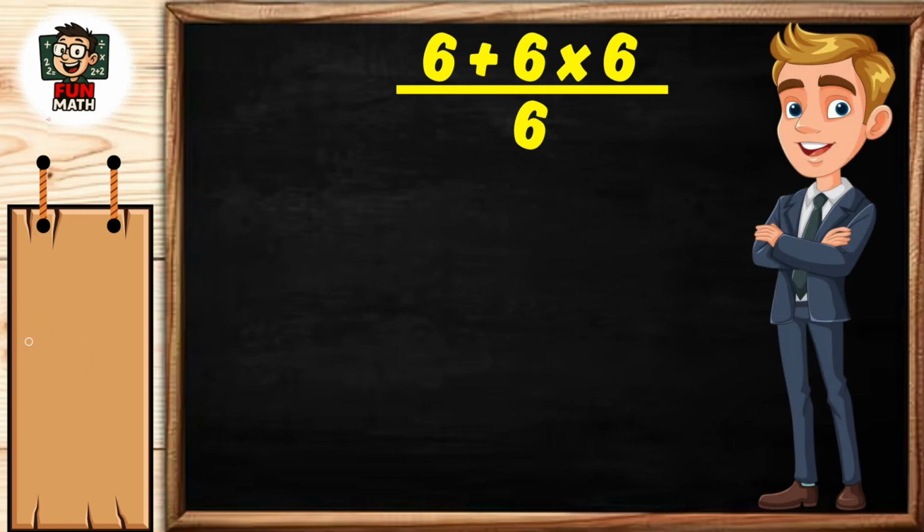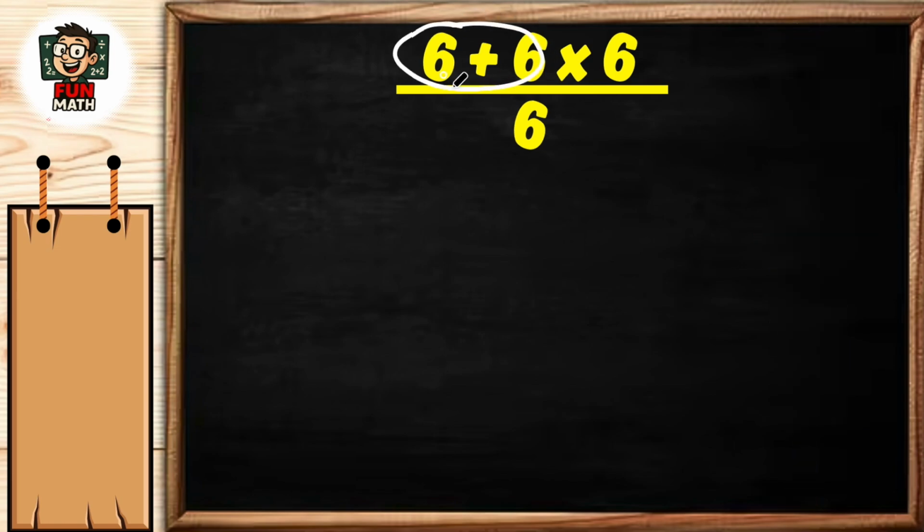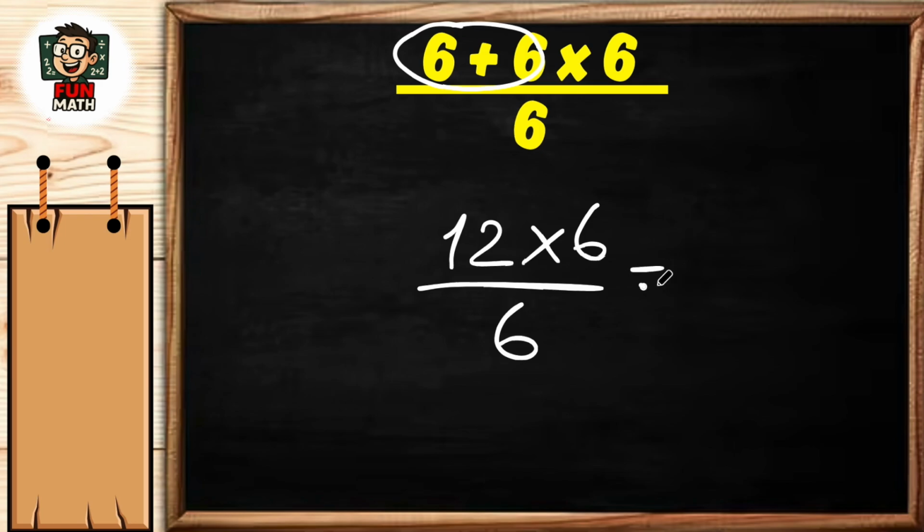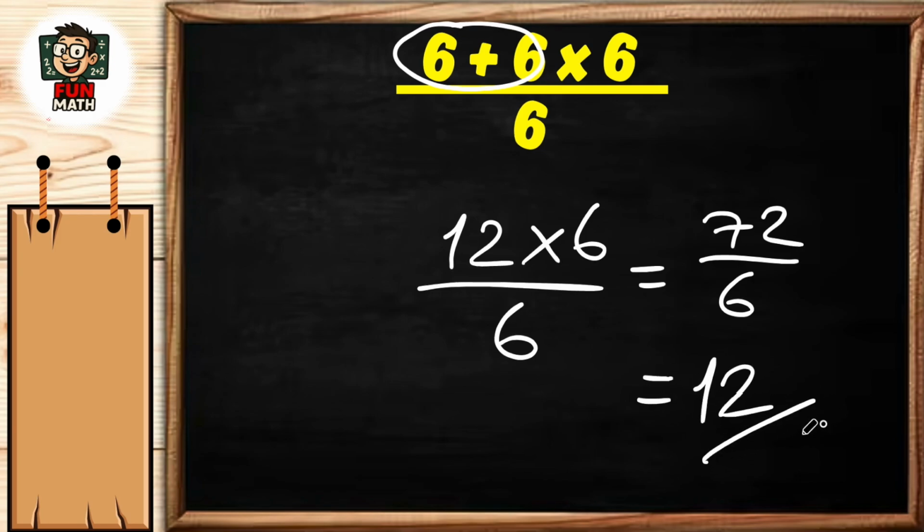Let's look at the solution. 6 plus 6 equals 12. Then 12 times 6 equals 72. Finally, we divide. 72 divided by 6 equals 12. If you solve the question this way, you solved it incorrectly.